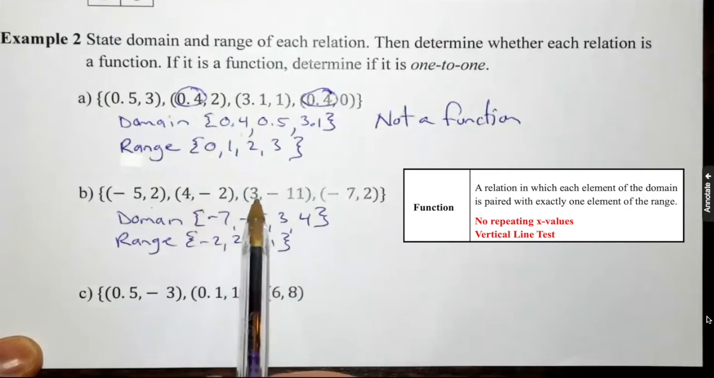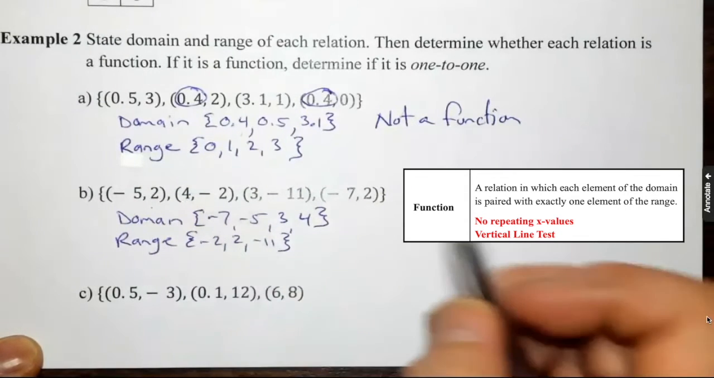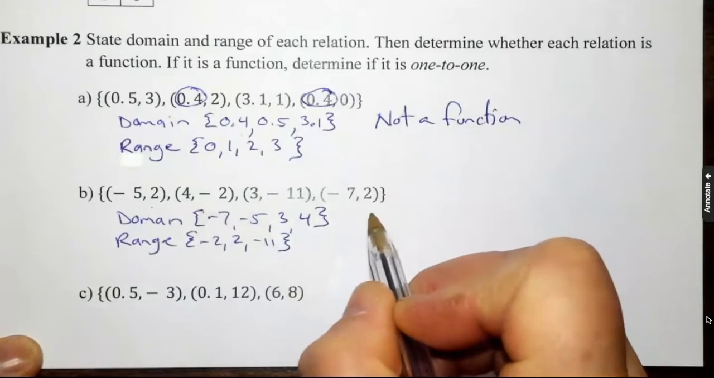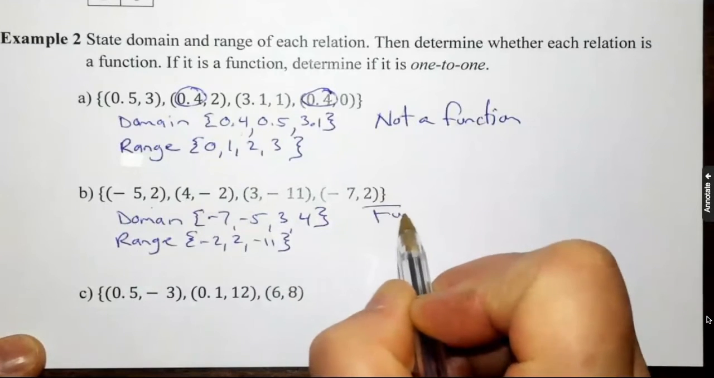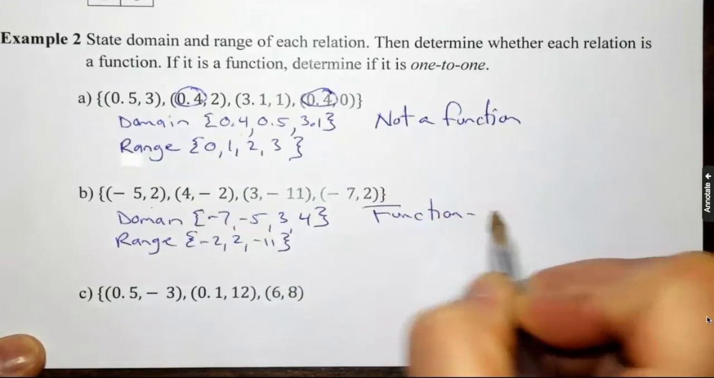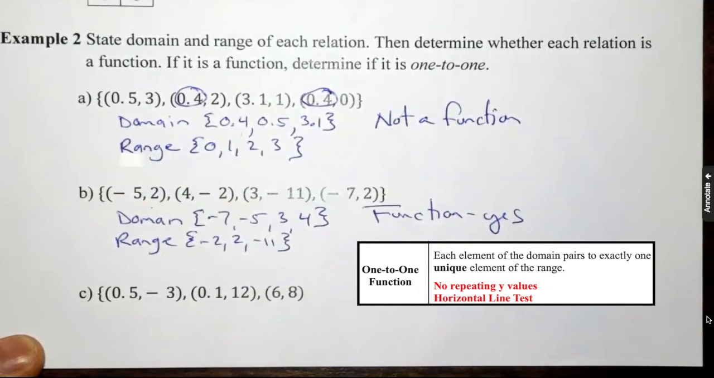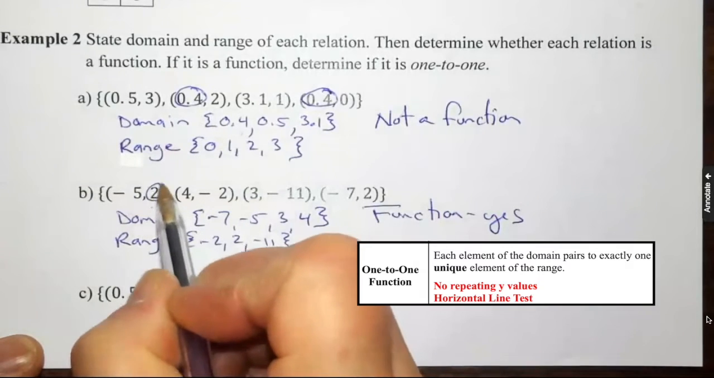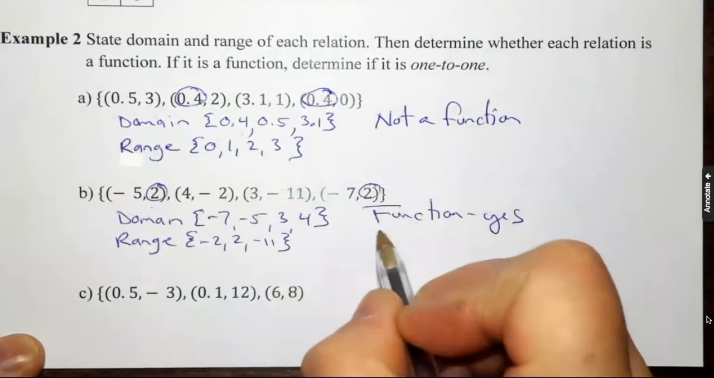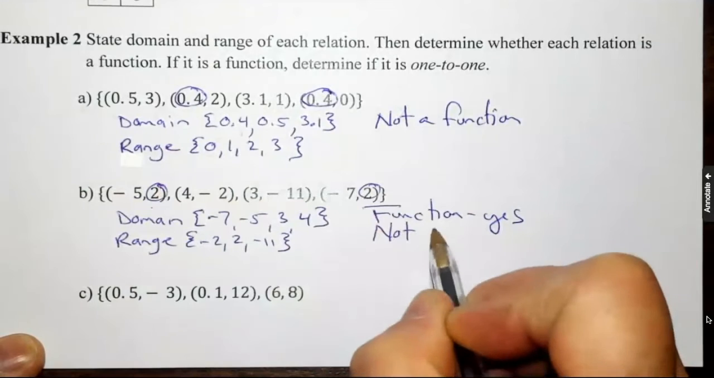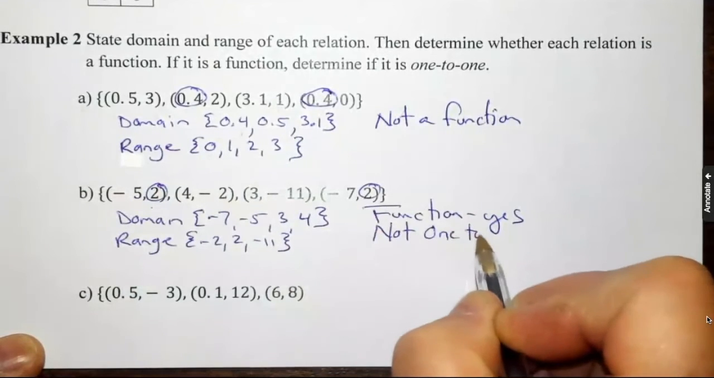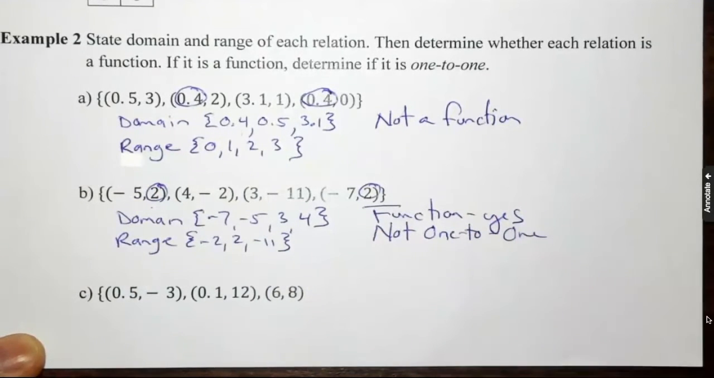Does this represent a function? Negative 5, 4, 3, negative 7. I see no repeating x values. And now we're going to see if it's 1-to-1. Looking at your definition, 1-to-1 states there are no repeating y values. I see 2 and 2. Not 1-to-1.